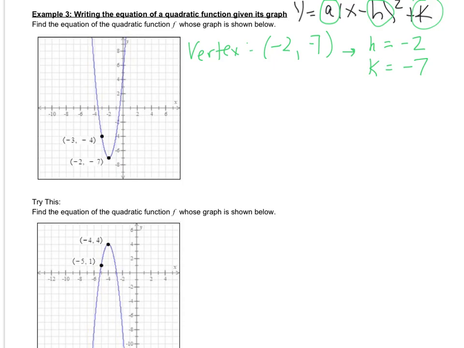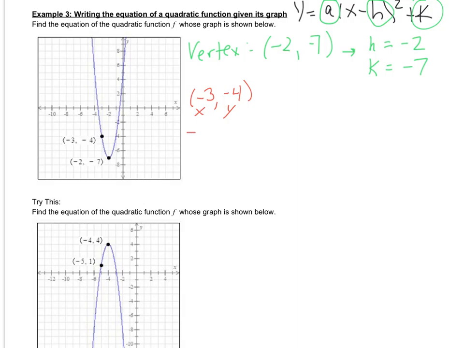Now the only variable I have left to find is a. If I have h and I have k, and another thing they're giving me on that graph is an ordered pair, this would be my x and this would be my y. So I can plug in a number for every variable except for a and use that to solve for a. So I'm going to use the point -3, -4, plugging in -3 for x and -4 for y.